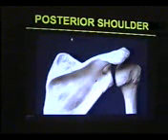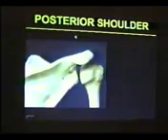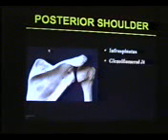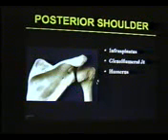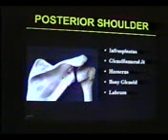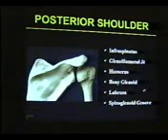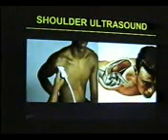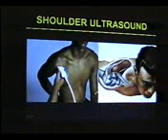Then the posterior shoulder comprises the infraspinatus, glenohumeral joint, humerus, bony glenoid and the labrum, and the spinoglenoid groove. While scanning we look at these areas.